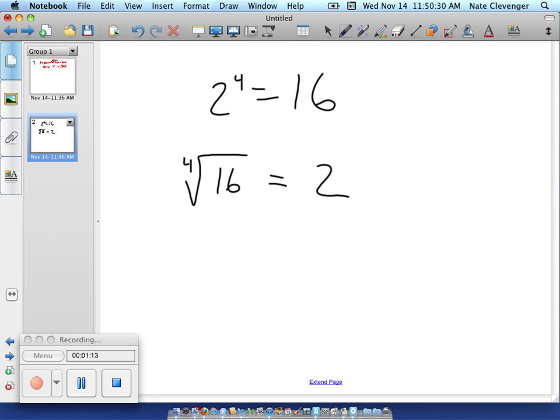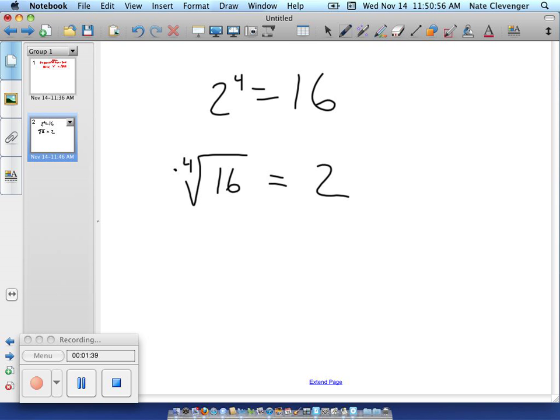There's some terminology. We read this particular one by saying the 4th root of 16 is equal to 2. We say that 16 is the radicand. 4 is the index, that's the root we're taking, and 2 is the root of that. It's the answer to that.